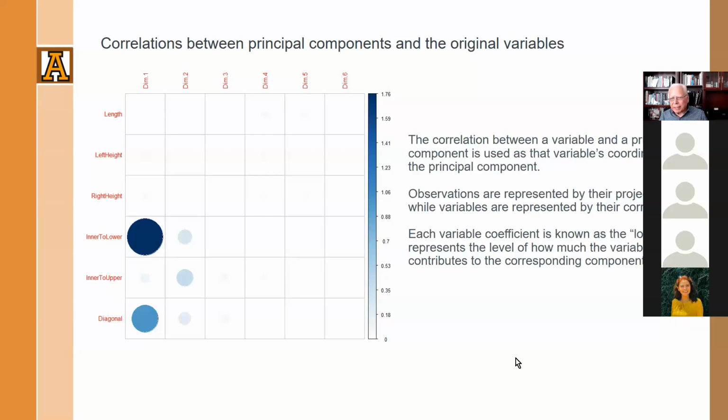Okay, and this is what we just said: the correlation between a variable and a principal component is used as the variable's coordinate in the principal component. The observations are represented by their projections, while the variables are represented by their correlations, because that's a measurement of how much they contribute. Each variable coefficient is known as the loading. We saw the chart of loadings, and it represents how much the variable is contributing to the corresponding component. Those are the coefficients that come from the eigenvectors.